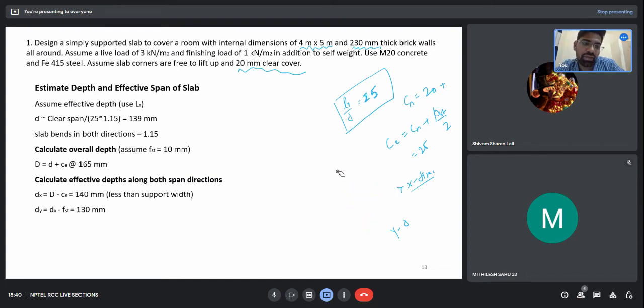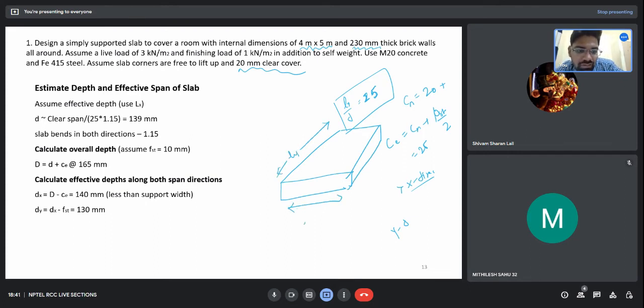So if you have a slab, and I draw the cross section like this, this is Ly, this is Lx. I will provide the bars in the shorter direction at the bottom, like this it should be. In the shorter direction, I will provide the bars first and then along the long direction, because the shorter direction is more critical.